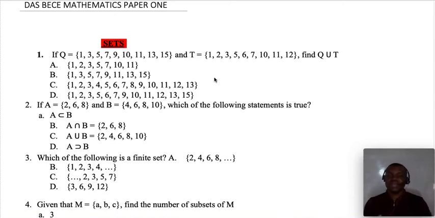Welcome to this lesson. In this lesson, we are looking at BECE Mathematics Paper 1. And we'll be doing this based on topics. So we have selected the topics that are set in the BECE Paper 1, and we have gone through all the questions that are set. Most of them have been picked from the past questions, and we have over 150 questions we are going to solve.